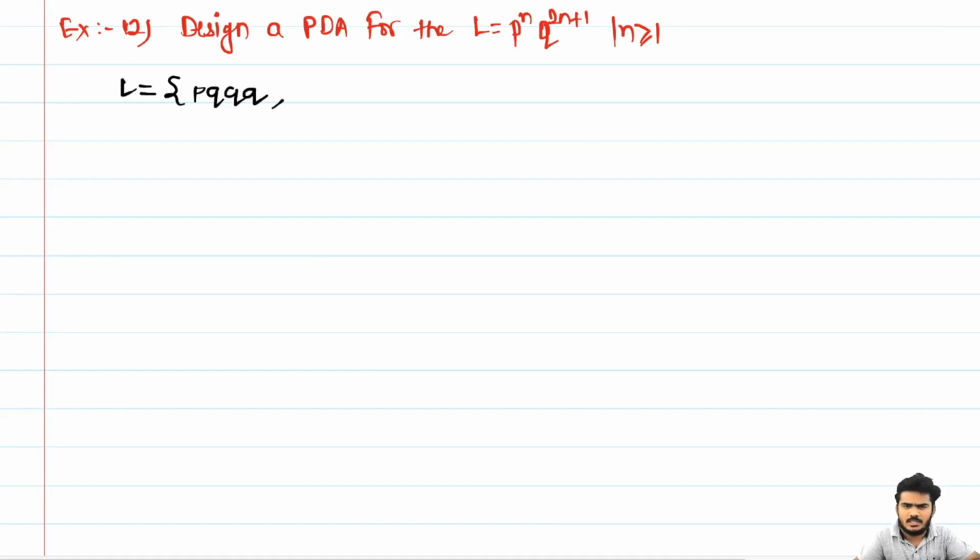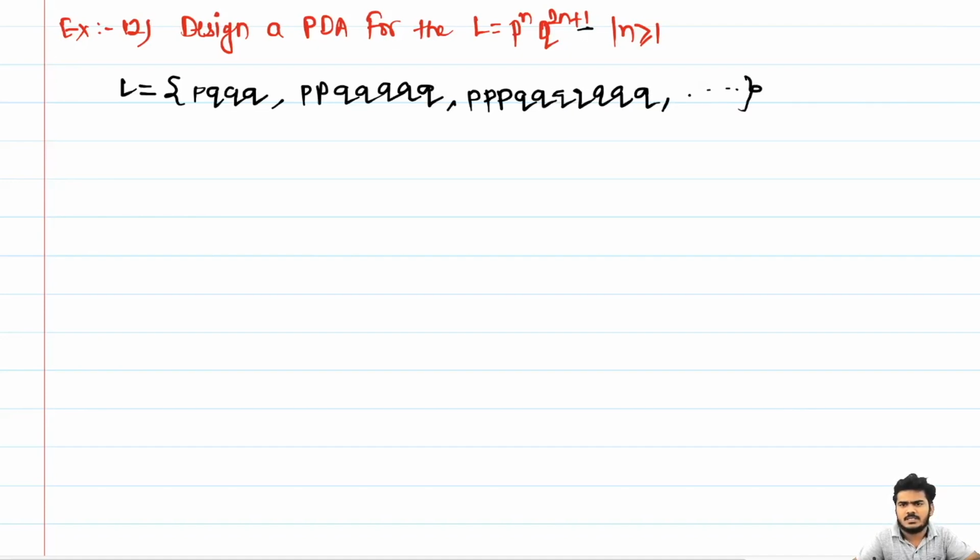Then the next string will be, when n is equal to 2, pp, then 4 times q, because 2 times p becomes 4 times q, and this extra q for the plus 1. This is one of the strings. Another string will be p 3 times, then 6 times q and that extra q. So the language contains an infinite number of strings.